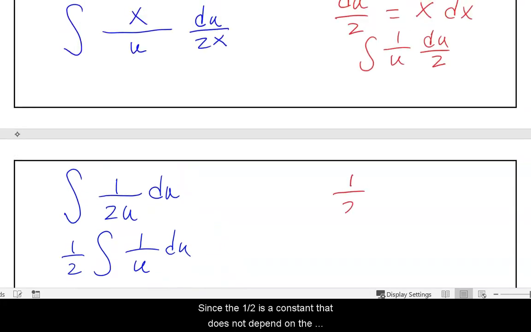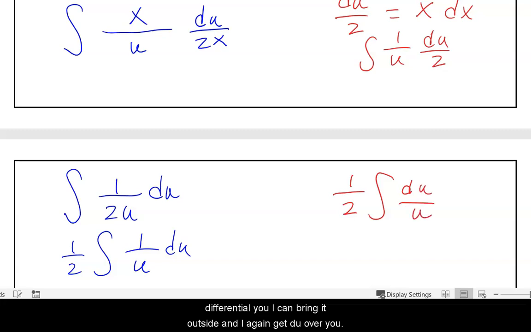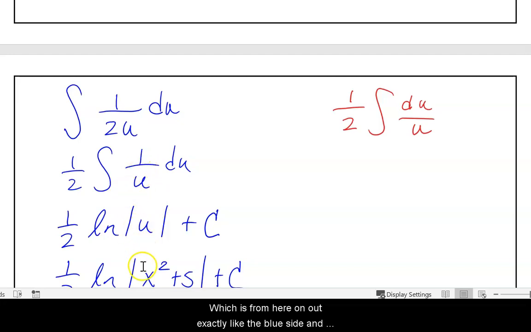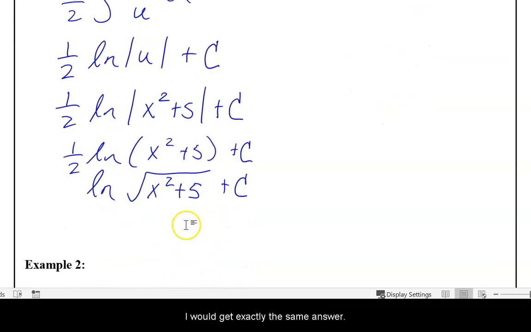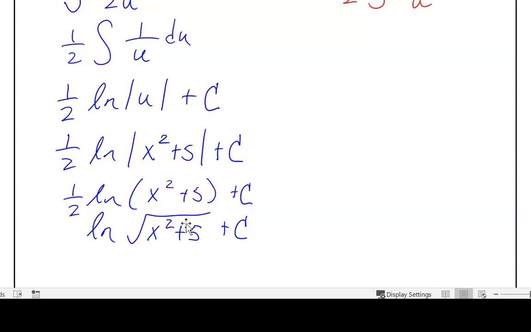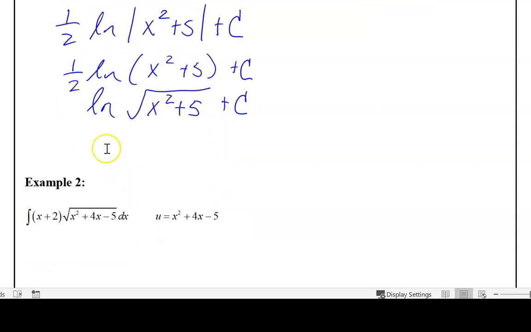Since the 1/2 is a constant that does not depend on the differential u, I can bring it outside and I again get du over u, which is from here on out exactly like the blue side, and I would get exactly the same answer. Let's look at another one.